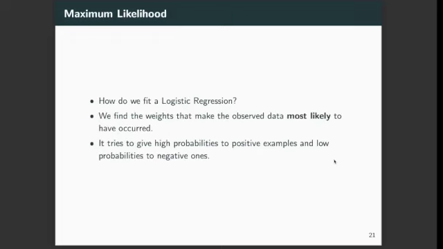So how do we fit the logistic regression? We use what we call maximum likelihood. Maximum likelihood will find weights that make the observed data most likely to have occurred. How do we do this? We give high probabilities to the positive examples and we give low probabilities to the negative ones.